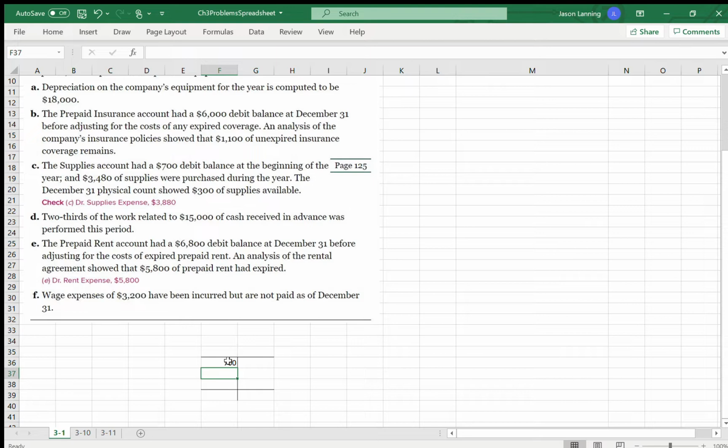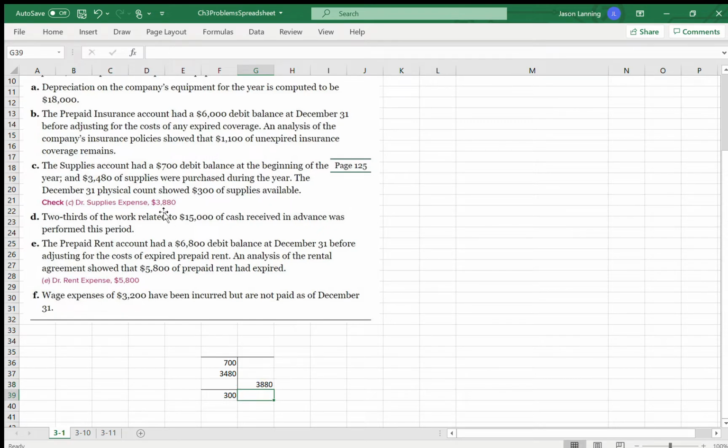Well, supplies is an asset, so if we're purchasing it, we're increasing it, and an increase on an asset is on the debit, so we would have 3,480 here debited. And the December count shows 300 available, so we have an ending total of 300. So we have to think, these two debits totaled, we have to have a credit amount that if we subtract from them, we will get $300 left. So these two debits total $4,180. So if we take $4,180 and subtract 300, we will find we get $3,880.